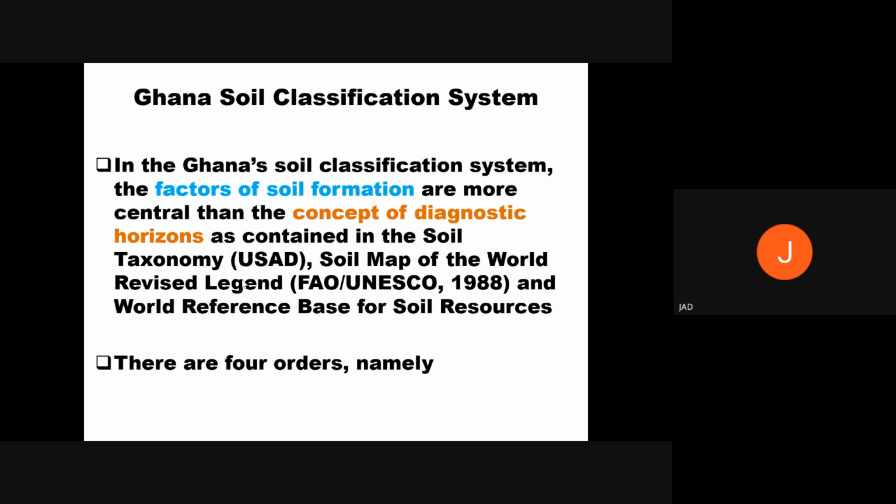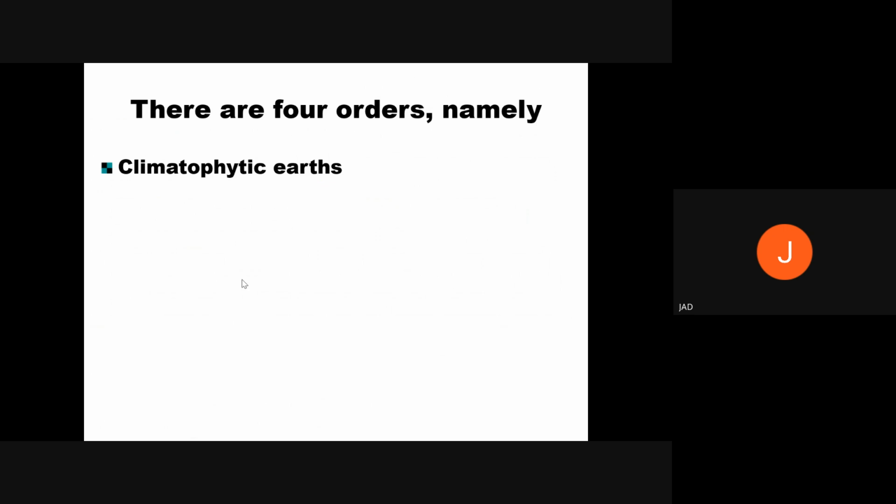And we have basically four orders, namely climatophytic earths. That tells you that this type of soil is influenced by the climate. Climatophytic earths are well-drained soils in the legacy interim Ghana soil classification system, whose formation and characteristics are considered to have been predominantly influenced by local climate and what? Vegetation. So the drivers leading to the formation of this type of soil are climate and vegetation. And we use that to classify this type of soil.